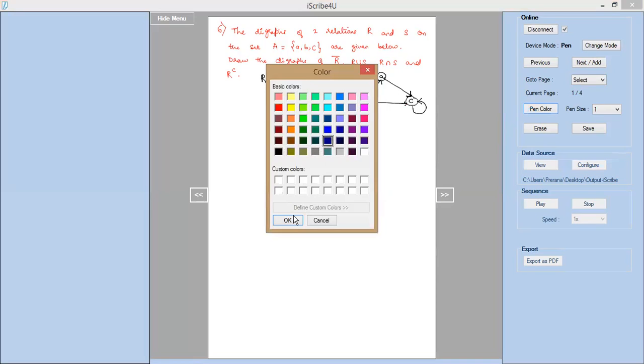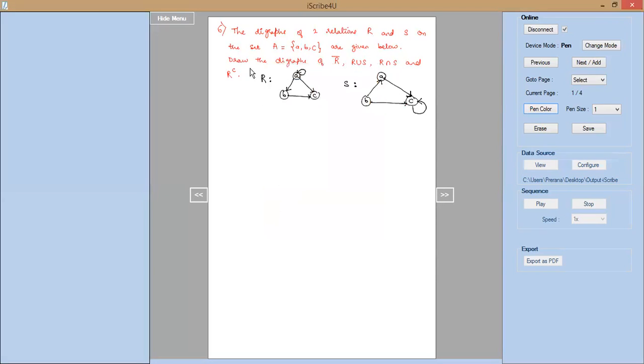So what are we asked to find out? We are asked to draw the digraphs of R complement, R union S, R intersection S, and R converse. First we need to find all of them and then we'll draw the digraphs. It's an easy one. Let's do the solution.